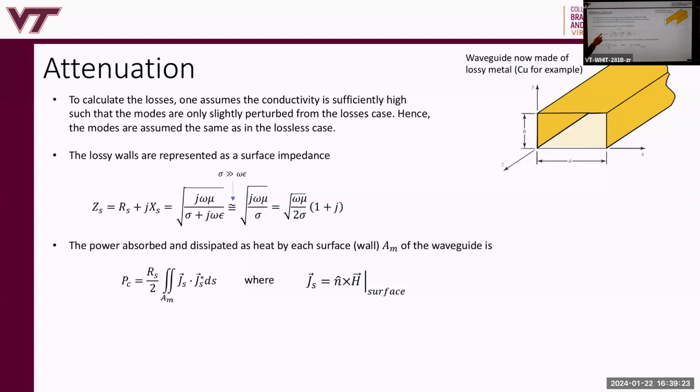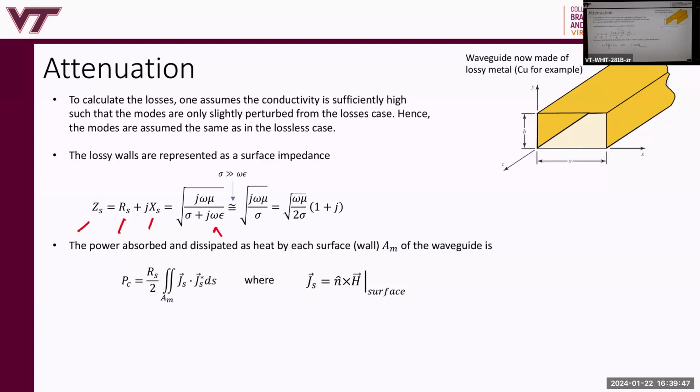So the lossy walls are represented as a surface impedance. We saw this last semester. We have a surface impedance, which is complex, with a real and imaginary part consisting of resistance and reactance. And we found that last semester to be the square root of j omega mu over sigma plus j omega epsilon.